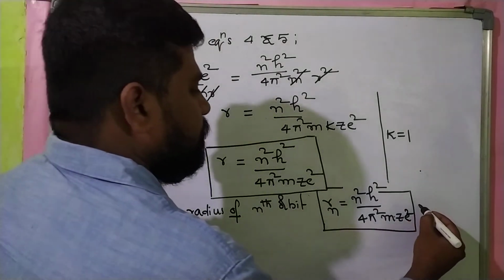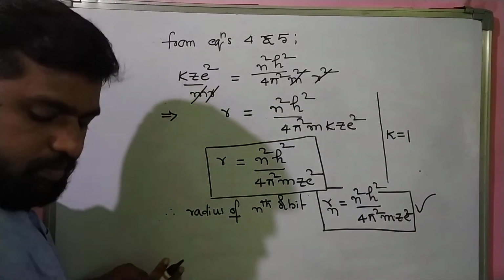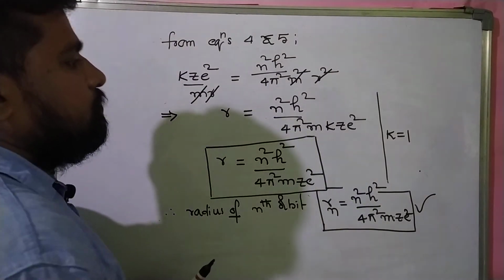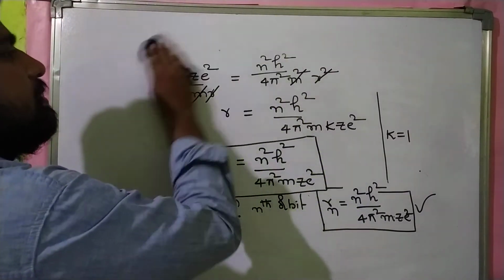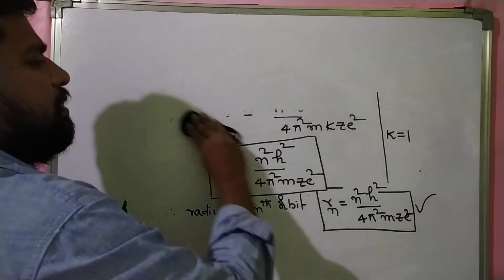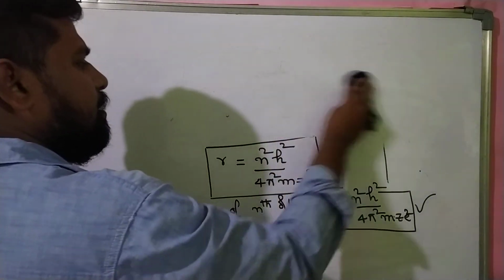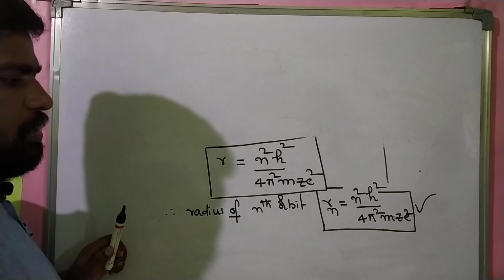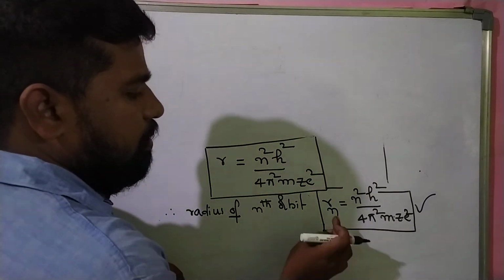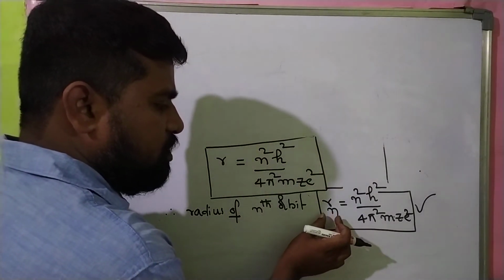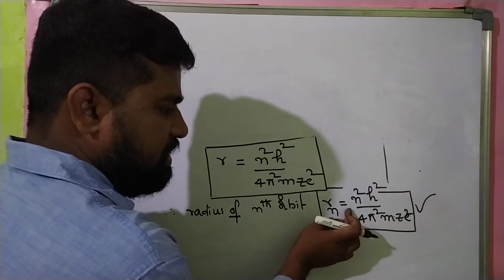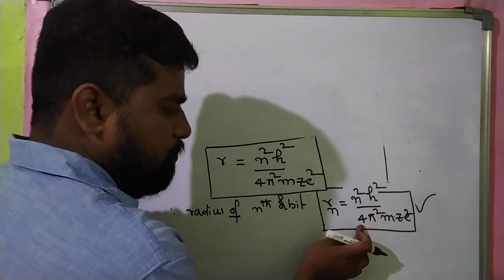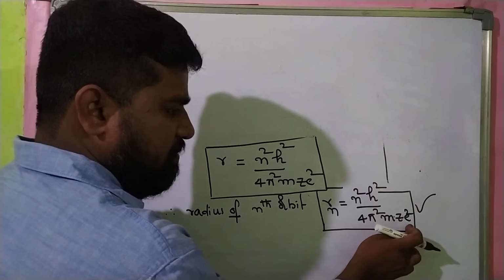Please note, very important. Next, my dear students, please observe the last equation. Radius equals n square h square by 4 pi square m into z square.